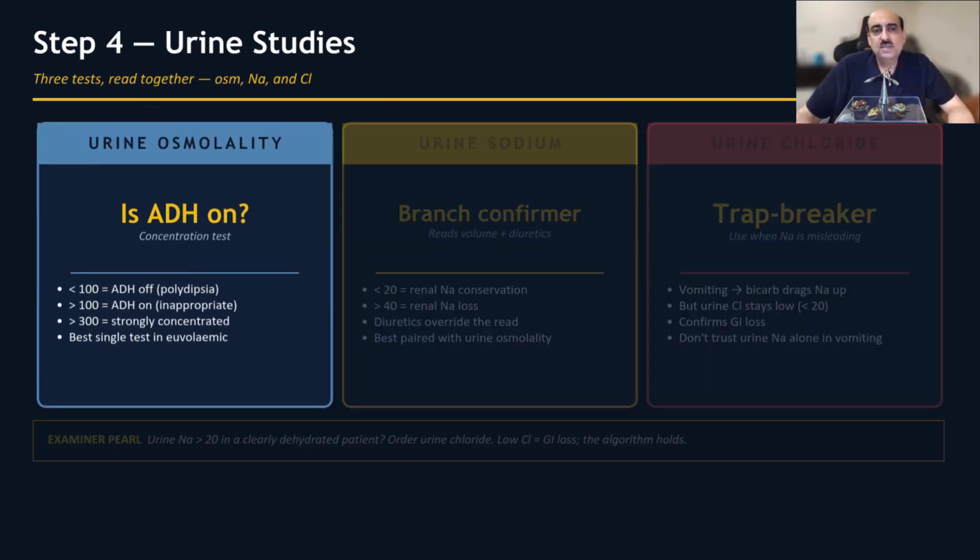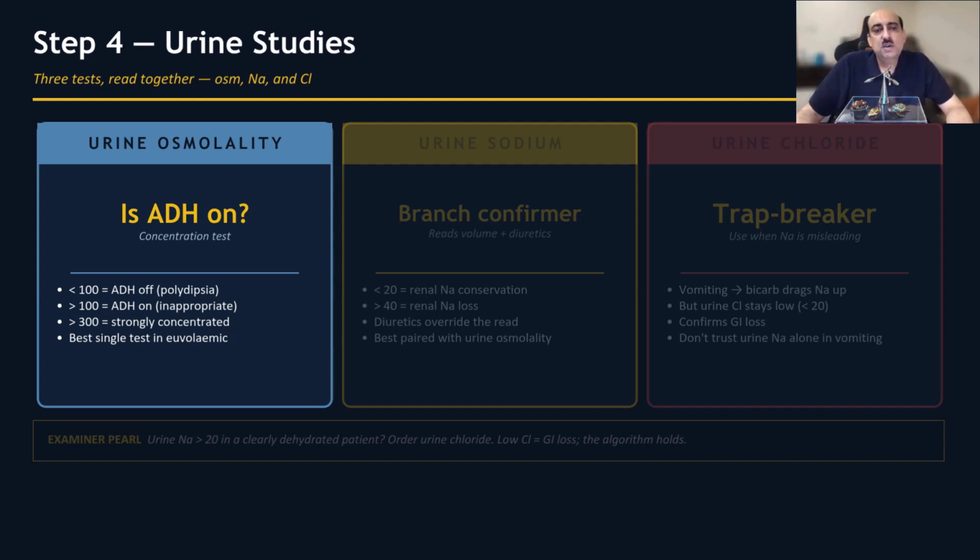Step 4, urine studies. 3 tests all read together: osmolality, sodium, and chloride. Never order them in isolation. Urine osmolality answers question number 1, which is ADH on or off? Urinary osmolality of less than 100 milliosmoles per kg means ADH is appropriately suppressed. Conditions like polydipsia or primary water loading. This means the urine is dilute.